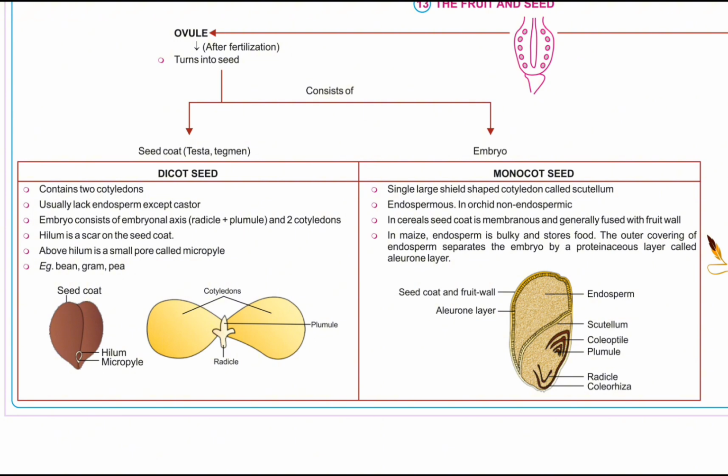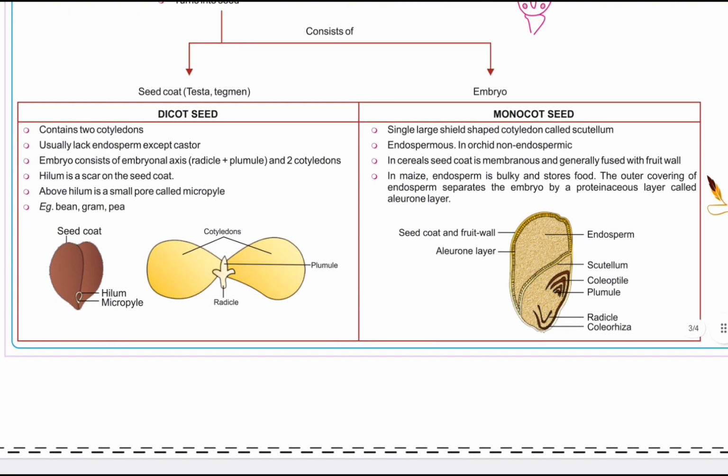Monocot seed has a single large shield-shaped cotyledon called scutellum. Endospermous, as in orchid; non-endospermic, as in cereals. In cereals, the seed coat is membranous and generally fused with the fruit wall. In maize, the endosperm is bulky and stores food. The outer covering of endosperm separates the embryo by a proteinaceous layer called the aleurone layer.